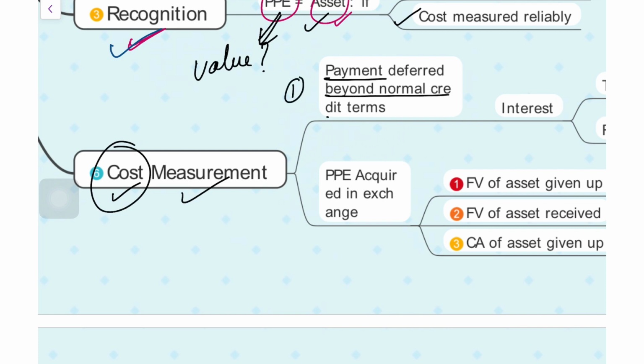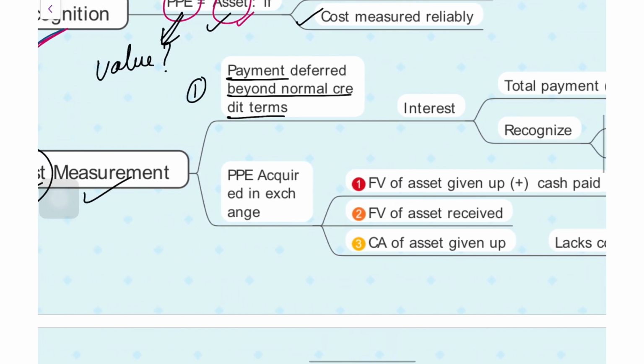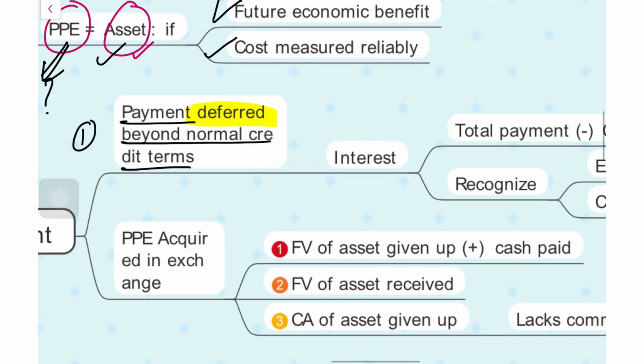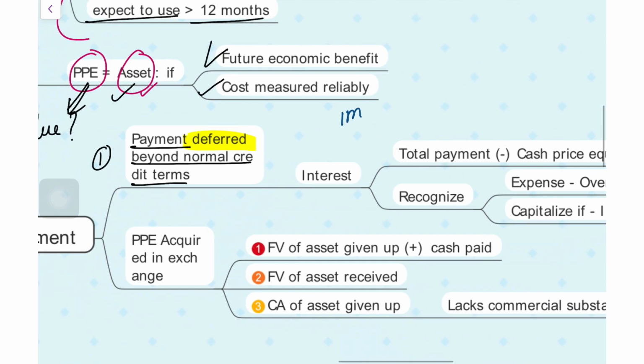The first case is when the payment is beyond normal credit terms, or we can call this a deferred settlement case. Usually when you are purchasing a PPE, the normal credit term by which you can make the payment of such PPE is, suppose, 1 month. Here you are expected to pay within 1 month, and if you are paying it within 1 month, there will be no extra charges, etc.